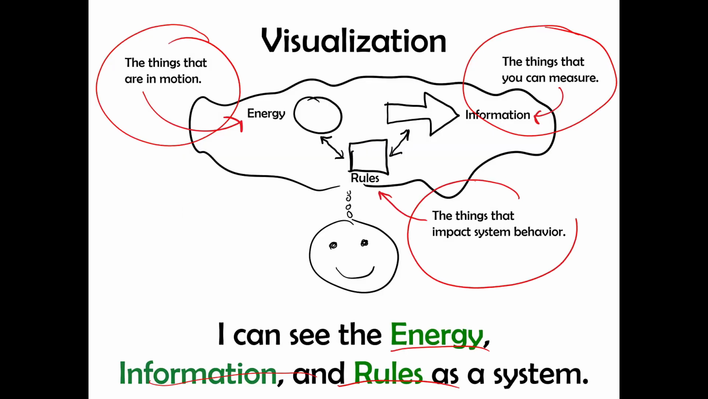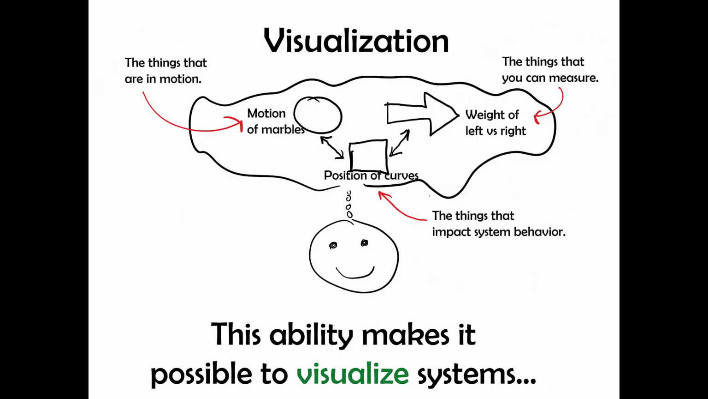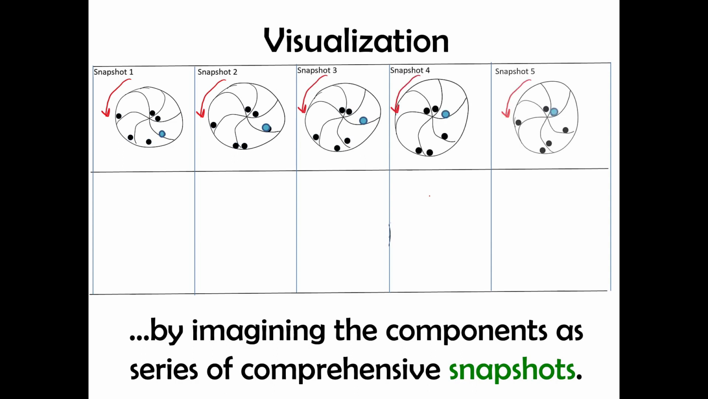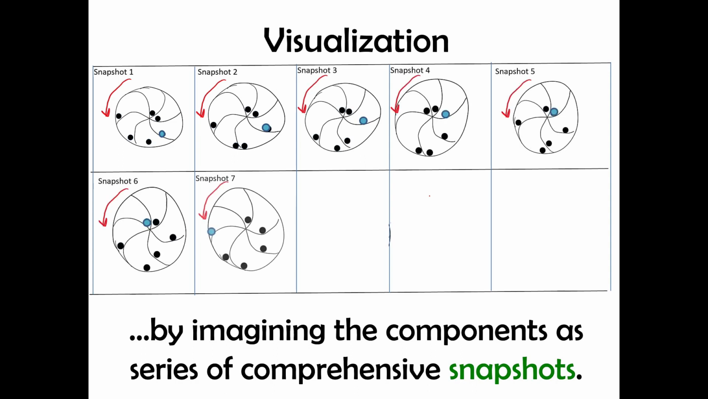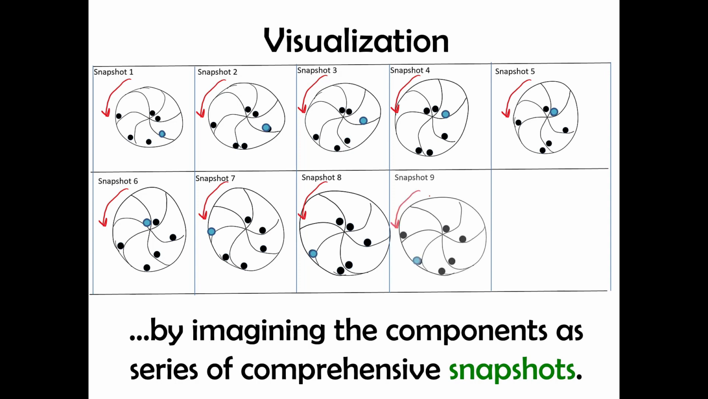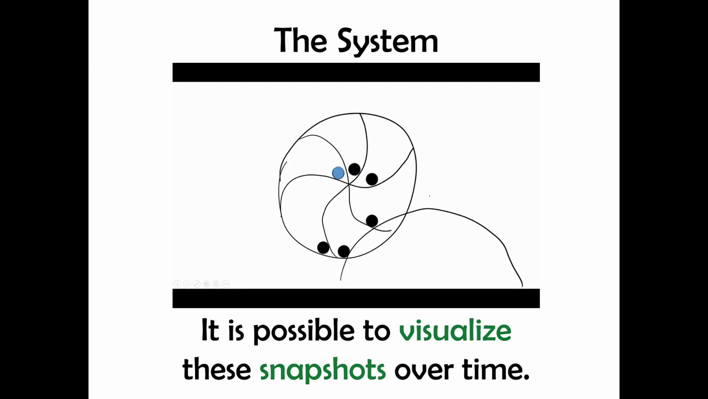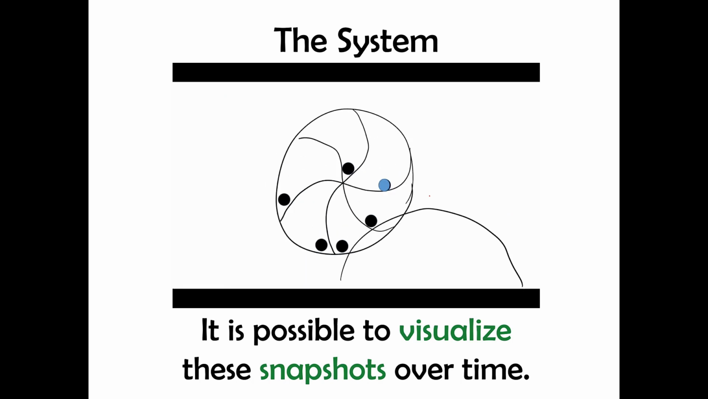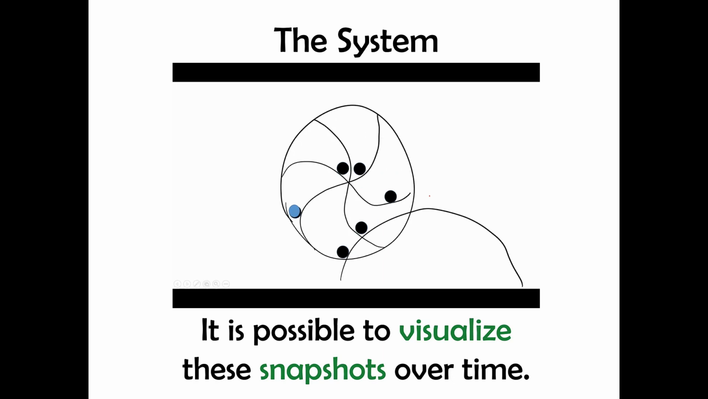And the things that impact their behavior as a system. And this makes it possible to visualize systems, by imagining the components as a series of comprehensive snapshots in time. And if you can do that, it's possible to visualize these snapshots over time and create animated models of systems that are accurate.